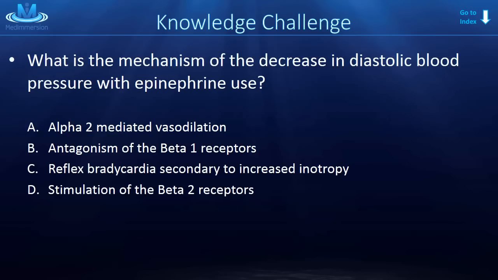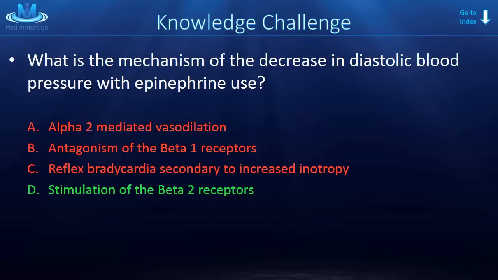Now how about two quick knowledge challenge questions. The first one, what is the mechanism of the decrease in the diastolic blood pressure with epinephrine? The correct answer is the last answer, D, stimulation of beta-2 receptors. Do you remember the graph that we talked about before? What happens to the peripheral vascular resistance with epinephrine? It actually goes down. It goes down because of beta-2 stimulation. Remember, beta-2 is a vasodilator.